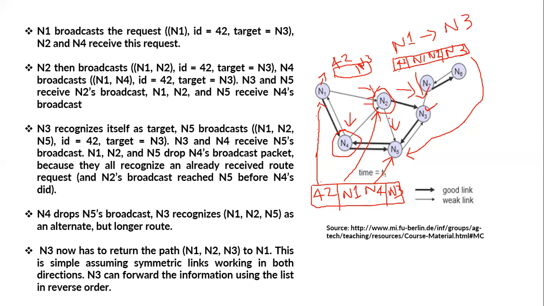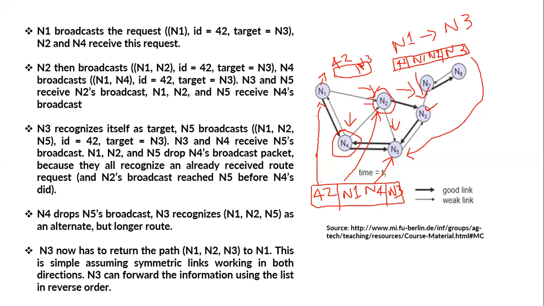But when the packet from N2 goes to N5, N5 also checks the same thing. Is it a duplicate packet? That means, has the node already received a packet with the same ID? No, it has not received. This is the first time it is receiving from N2. Is this the destination? No, this is not the destination. Then N5 should broadcast. But what N5 will broadcast, we will come to that later. Before that, let us finish the N4 cases.